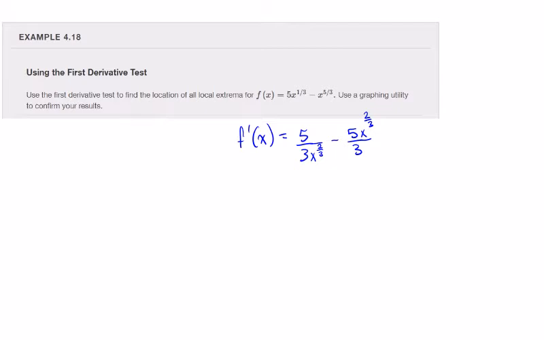You could do a couple of things with this if you wanted to. You could get a common denominator and bring it all together and make one fraction. I'm not going to do that just yet, but I will need to set that equal to 0 in a minute, but I'm going to find the second derivative first.